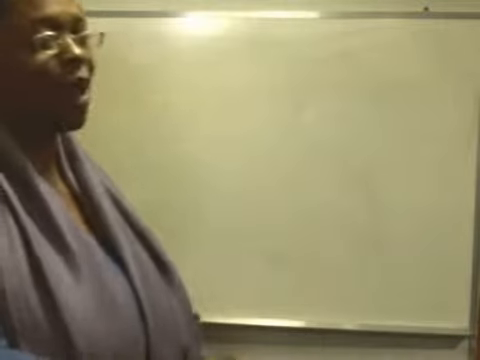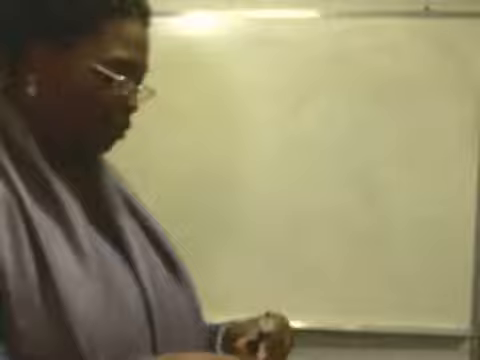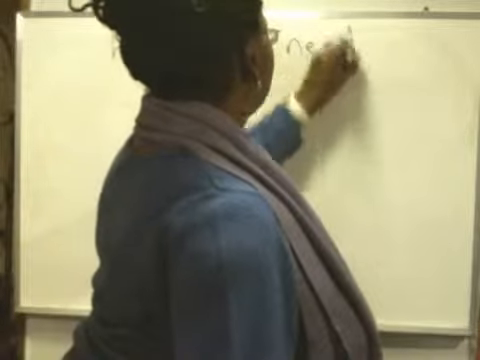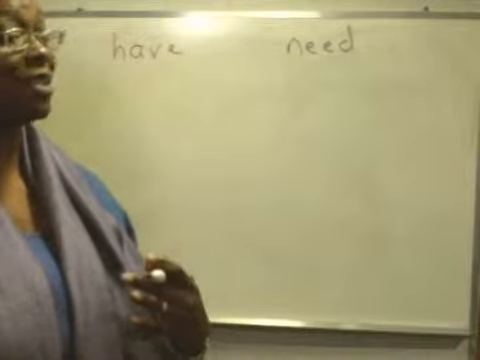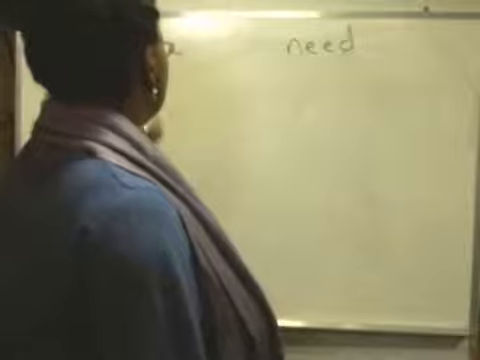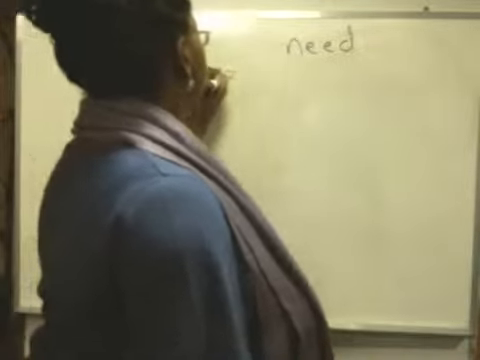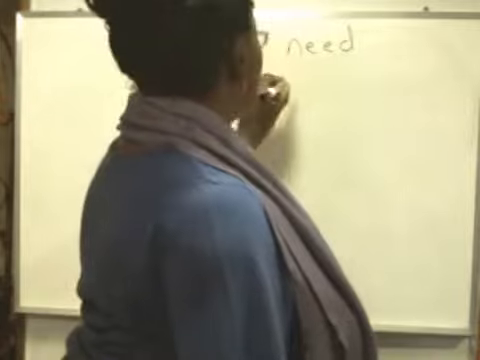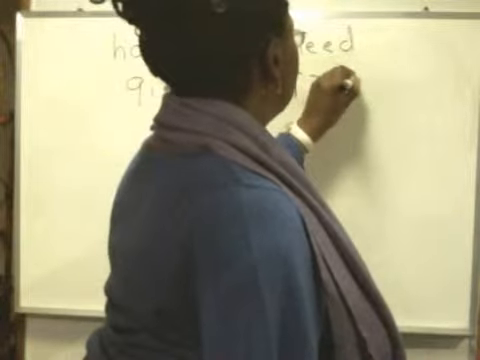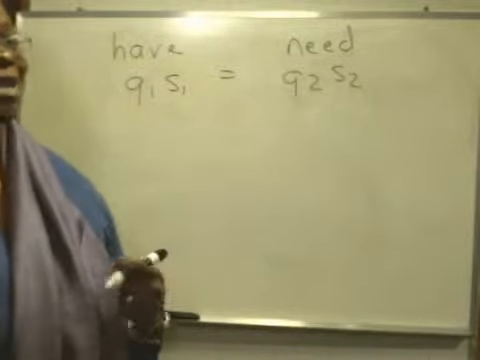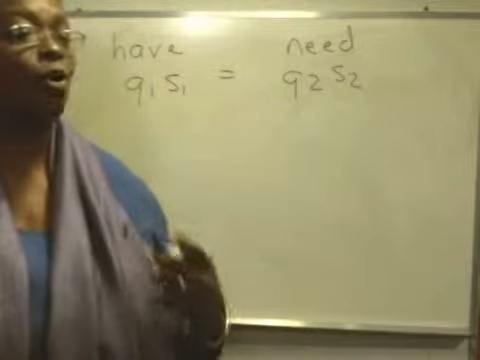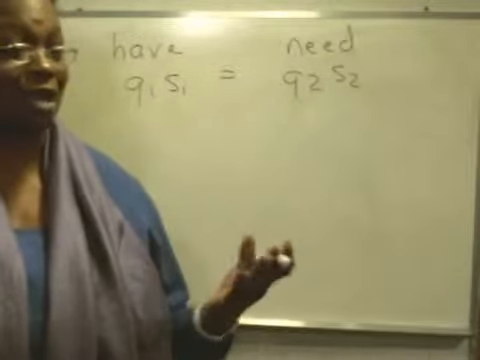Now, I'm going to state this equation by putting have on one side and need on the other. What you should know about this equation is that it says the quantity times the strength of what you have equals the quantity times the strength of what you need. Or very simply put, the quantity of the first solution times the strength of the first solution equals the quantity of the second solution times the strength of the second solution.